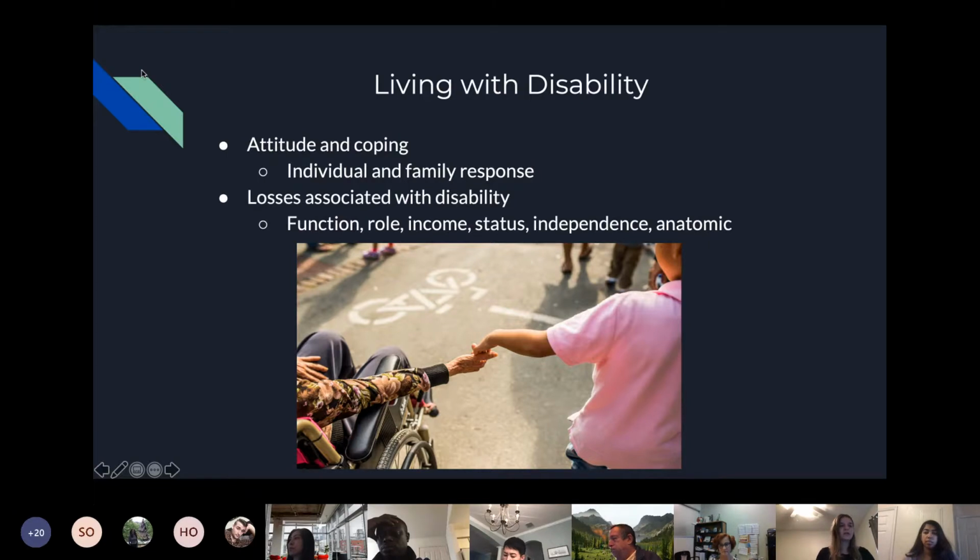And then disability can also cause different losses for the person, including a loss of function, a loss of their role, a loss of income, loss of their status, loss of independence, and even loss of a body part. So these patients may also end up going through stages of grief as a result of their losses.